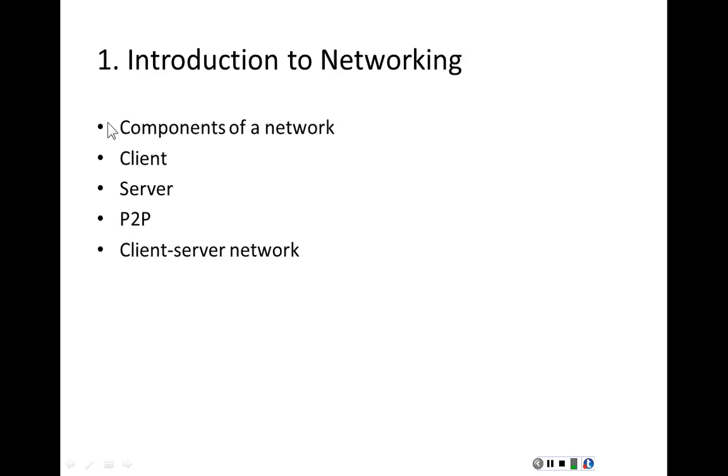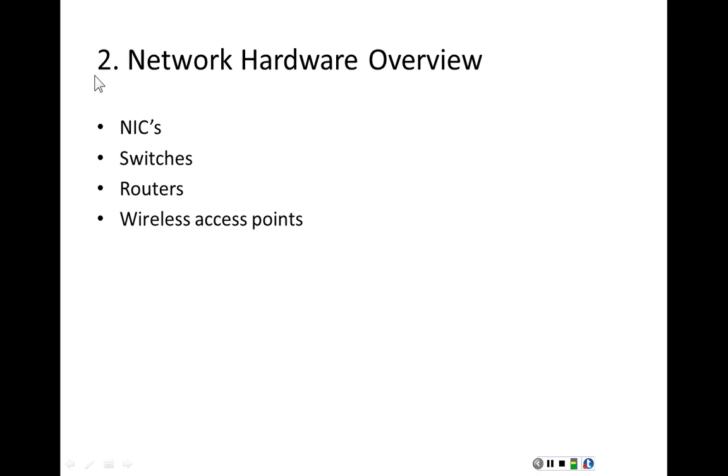Chapter 1, Introduction to Networking, is where we look at the components of a network. We talk about clients and servers. We discuss what is a peer-to-peer network and what is a client-server network. Chapter 2, Network Hardware Overview, is where we discuss network interface cards, switches, routers, and wireless access points.